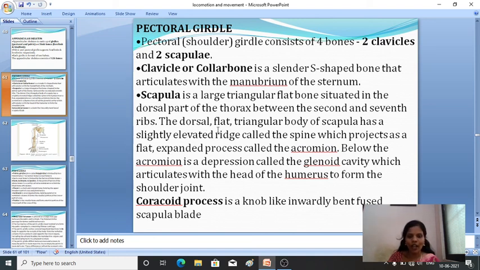The dorsal flat triangular body of the scapula has a slightly elevated ridge called the spine, which projects as a flat and expanded process called the acromion. Below the acromion is a depression called the glenoid cavity, which articulates with the head of the humerus to form the shoulder joint. Fine, it helps in the shoulder joints. Then the coracoid process is a knob-like, inwardly bent process fused with the scapula blade.